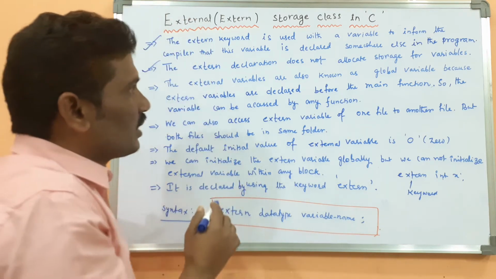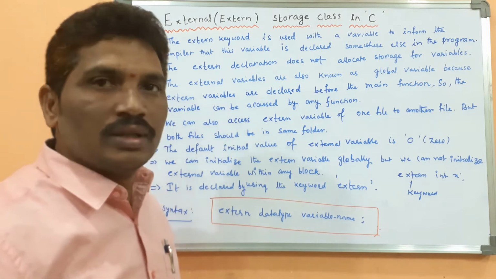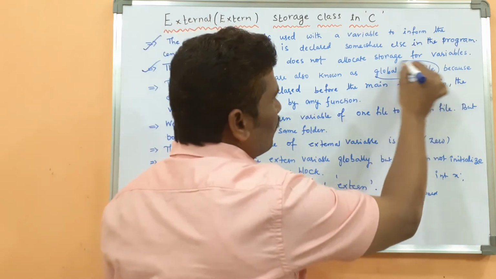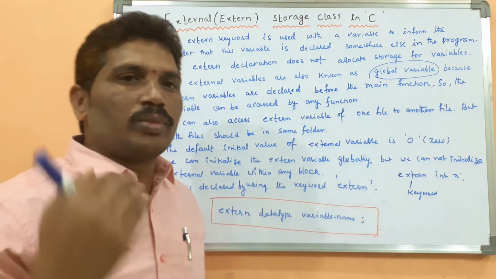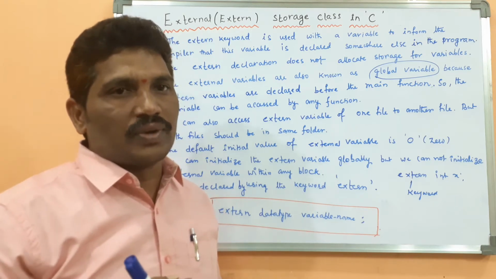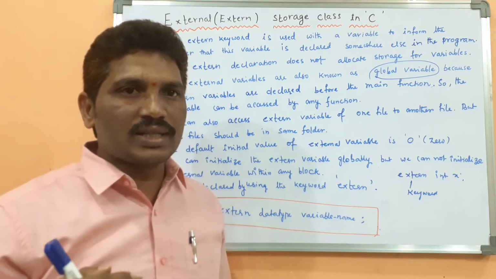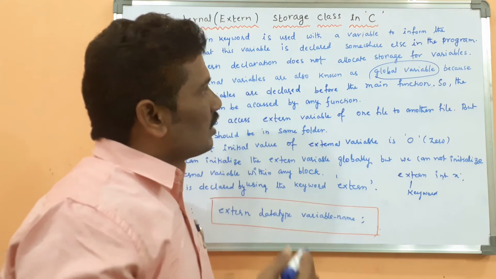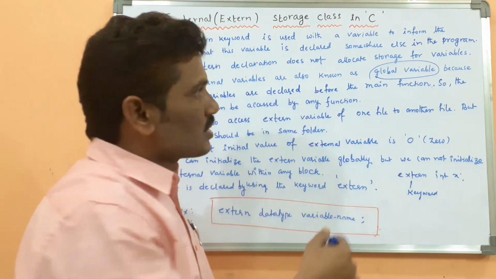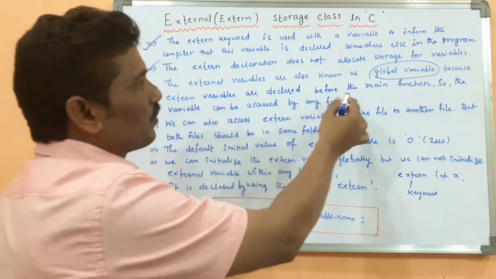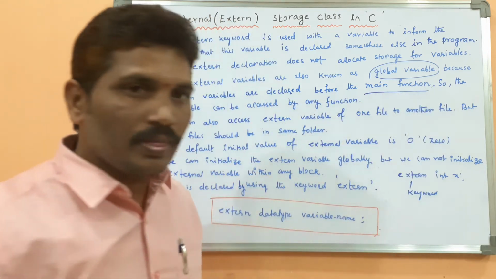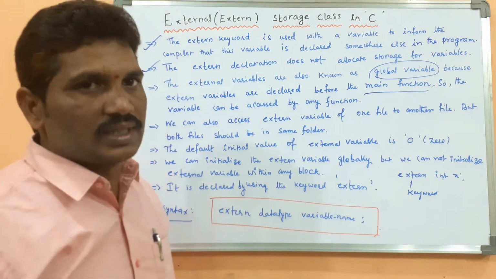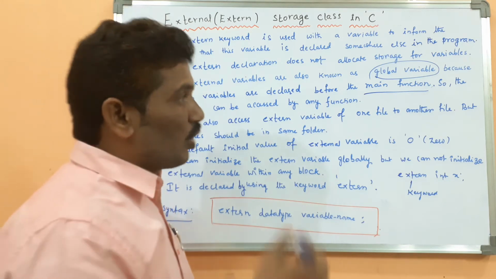Then come to the third point. The extern variable is sometimes also called a global variable. Why is it called a global variable? You know what the meaning of a global variable is. A global variable is defined before the main function. It can be accessed by all the functions of the program. Why is the extern variable also called a global variable? Because extern variables are declared before the main function. The extern variable can be declared before the main function, or defined before it; now it is possible, we will see.